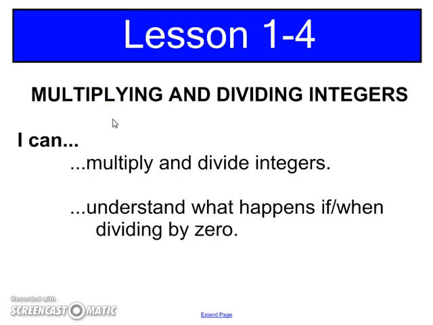Okay, gang, lesson 1-4. We move our work with integers into the realm of multiplying and dividing. Again, our targets in this particular case: when we're done, we want to be able to multiply and divide integers. In this case, we're talking mainly about applying the rules for signs with multiplication and division. And then also understand what happens when we run into a case of dividing by 0, because it is a special case that you may run into at times, and you have to know what to do when it gets there.